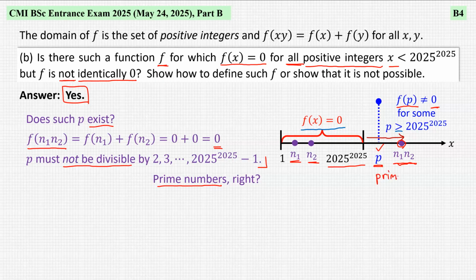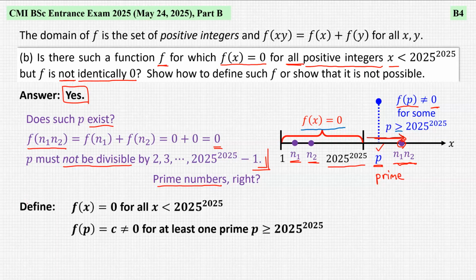If p is a prime number on the right side of the number line, then that prime number p automatically satisfies the aforementioned property. Therefore, knowing that such p exists, we can define function f(x) as 0 for all numbers x that are below 2025 to the power of 2025, and for at least one prime number p that is greater than or equal to 2025 to the power of 2025, we define the value of f(p) as some non-zero number c.